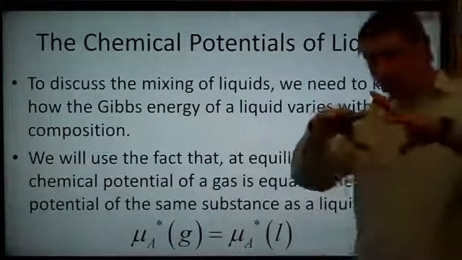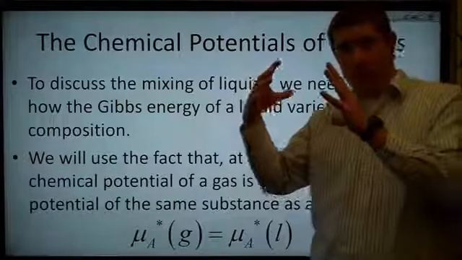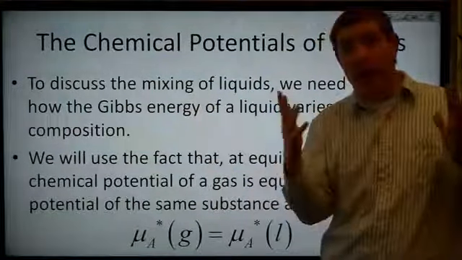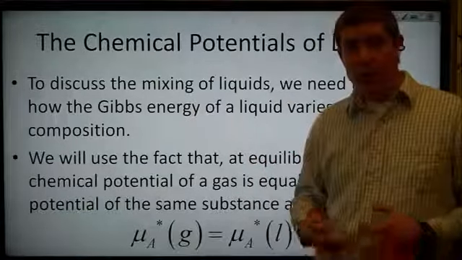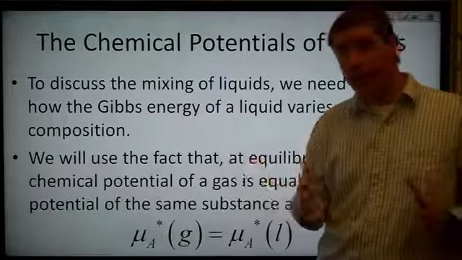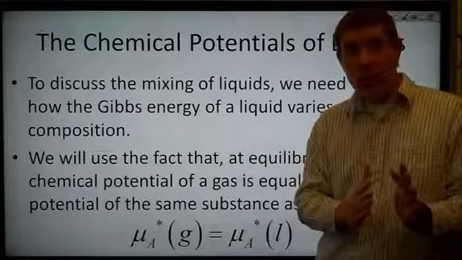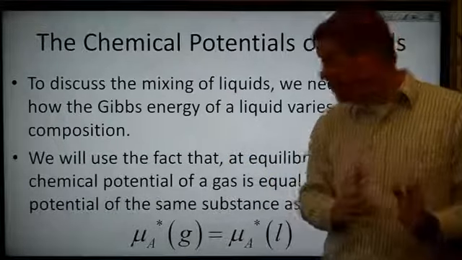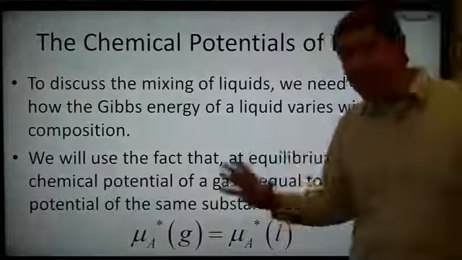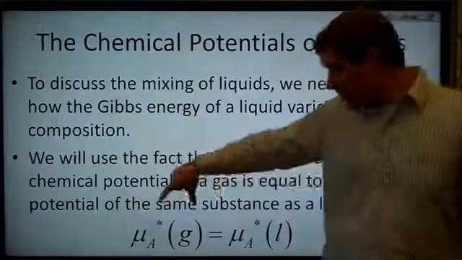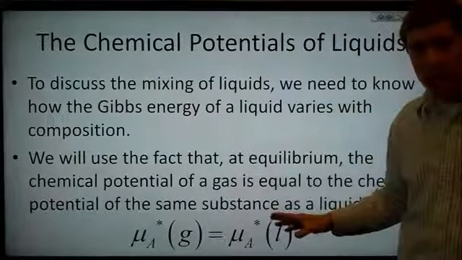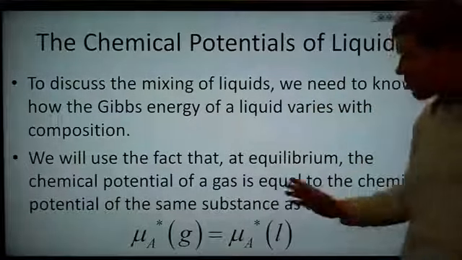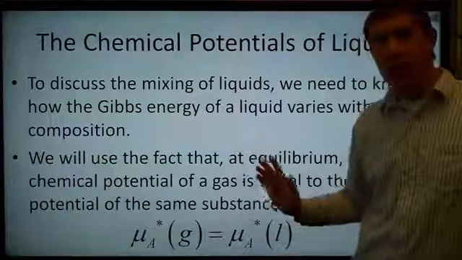So if we have, say, gaseous water and liquid water at equilibrium, at standard pressure of 1 atmosphere, that means we have to be at the boiling point of 100 degrees C for water. So at that point, the chemical potential of the gas is equal to the chemical potential of the liquid under the same conditions. So this only is the case if we're at equilibrium.